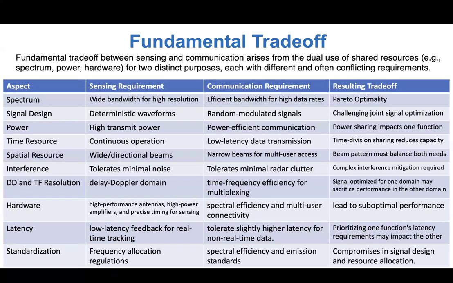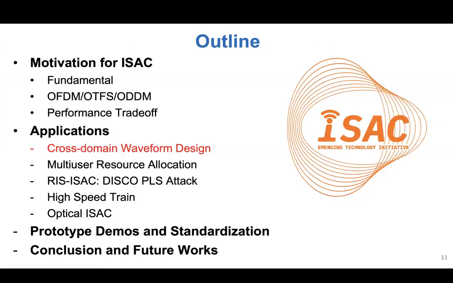And this trade-off appears everywhere: in spectrum, signal design, power, time resources, spatial resources, interference, and so on. I listed all those things. Due to the time limitation, maybe you can go through it yourself. But fundamentally, the result is the Pareto optimality. You have two objective functions to consider, and later we will show you how to balance these two objective functions. Anyway, this is a background about ISAC.